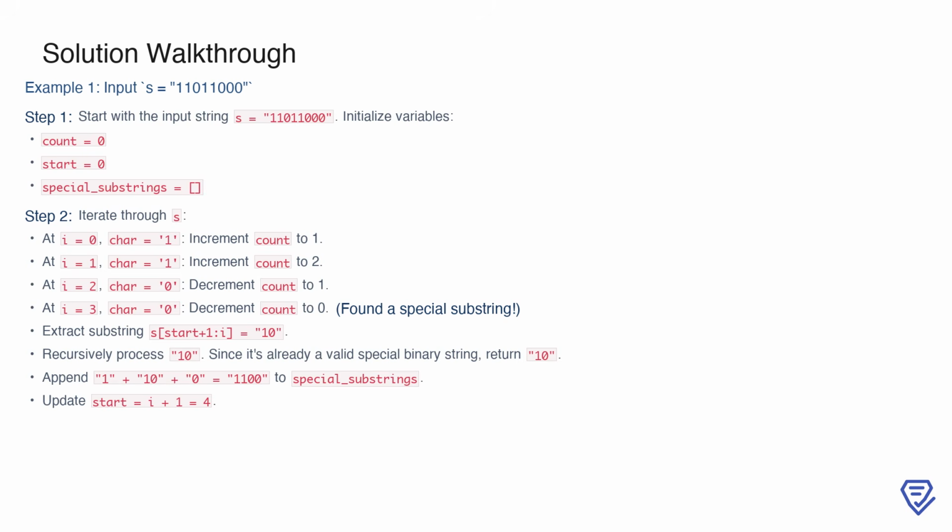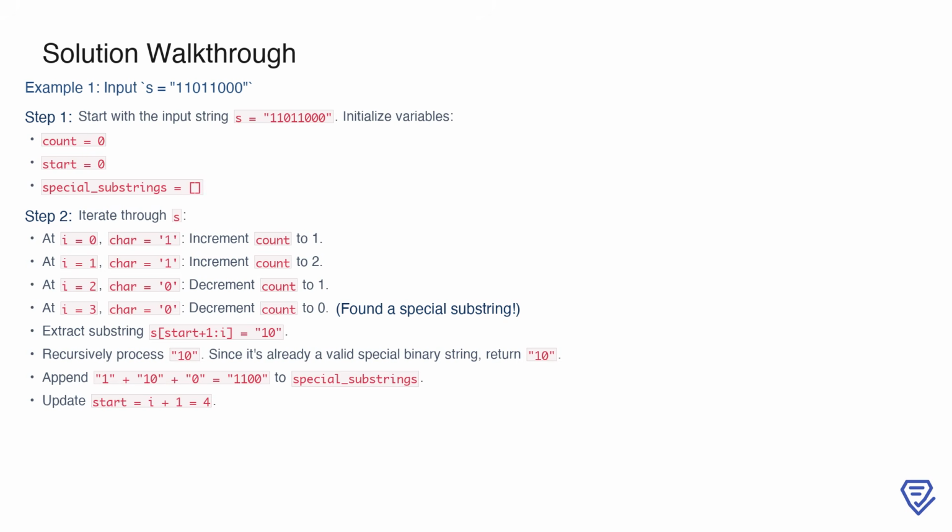As we iterate through the string, we process each character one by one. At index 0, the character is 1, so we increment count to 1. At index 1, we encounter another 1, and count increases to 2. At index 2, the character switches to 0, so we decrement count back to 1. Then, at index 3, another 0 brings count back to 0. This indicates that we've found a special binary substring.